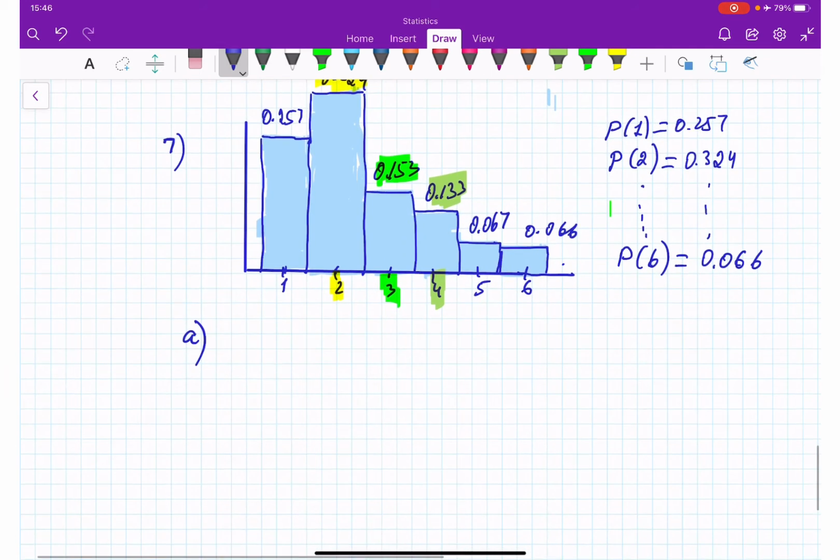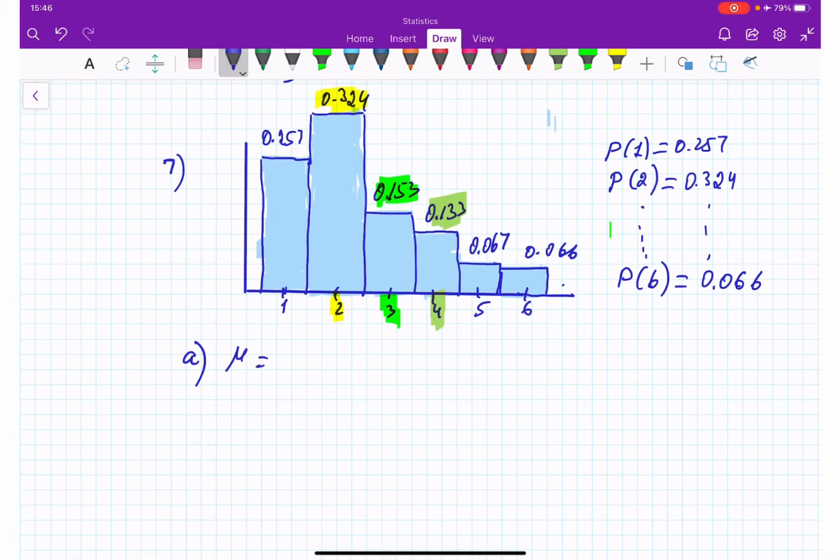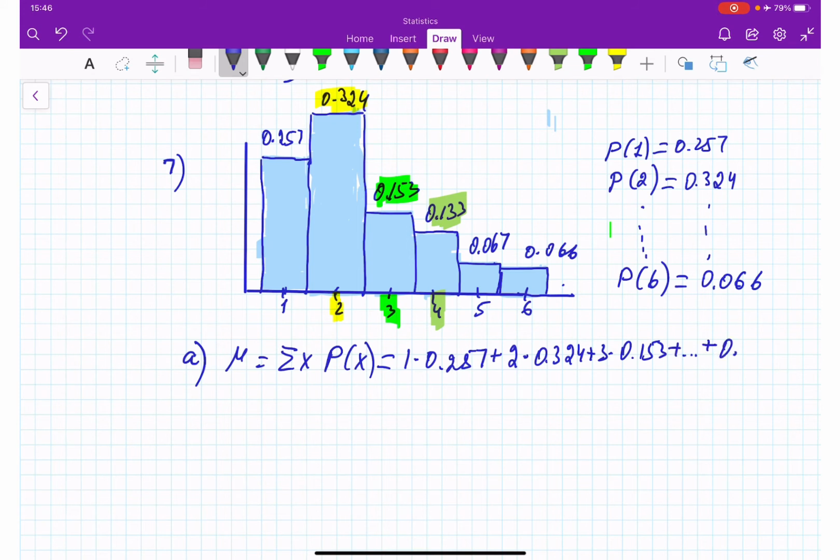So if we have the probabilities and we have x's as 1, 2, 3, 4, 5, 6, then mu, the average of this distribution, is going to be the sum of x times probability of x, right? That's the mean: 1 times 0.257 plus 2 times 0.324 plus 3 times 0.153 and so on, plus 6 times 0.066. And this is going to be 2.627.